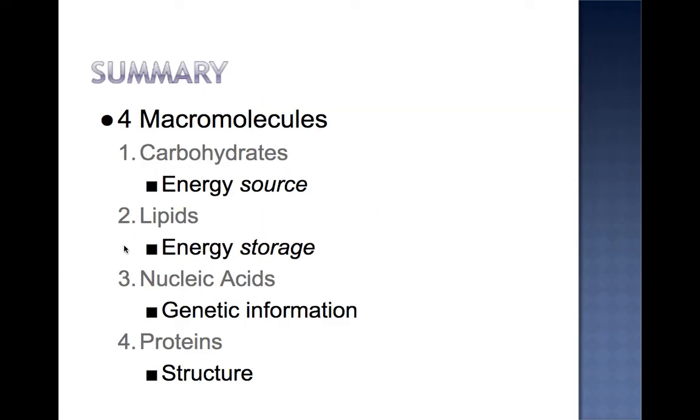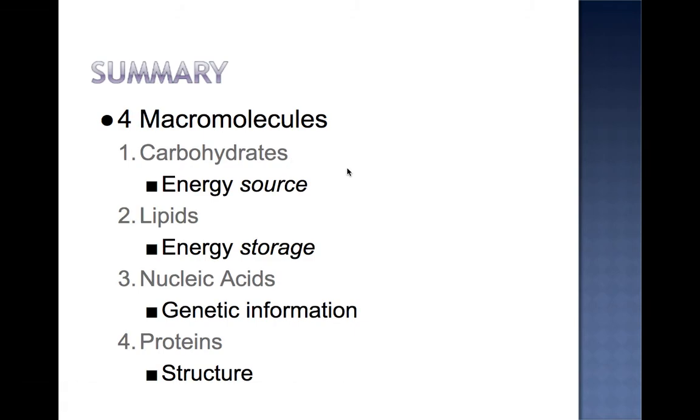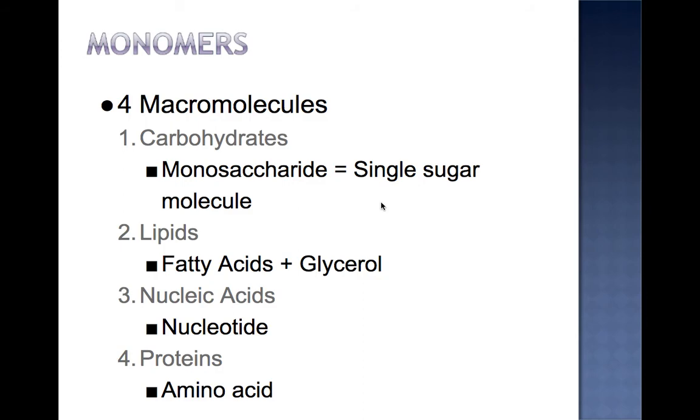So there's 4 macromolecules, and here's your summary. Carbohydrates, those are your energy sources. Lipids, another energy source, but they're harder to get to. So carbs are quick energy, lipids are long-term energy. Nucleic acids are genetic information. Proteins are for structural support. Their monomers are listed here.